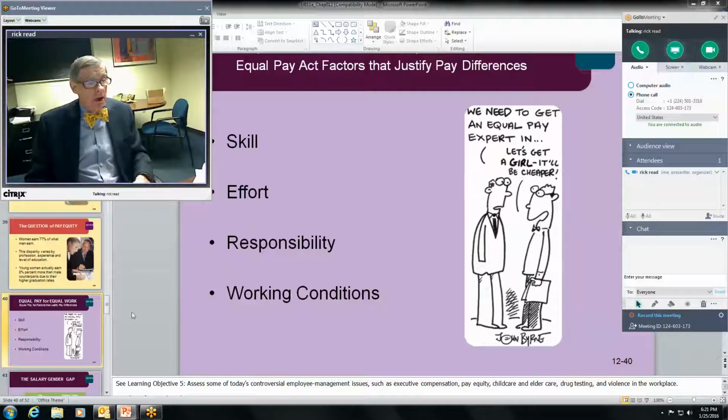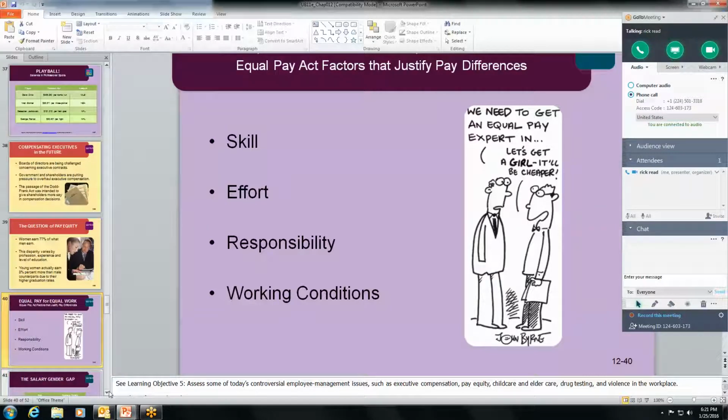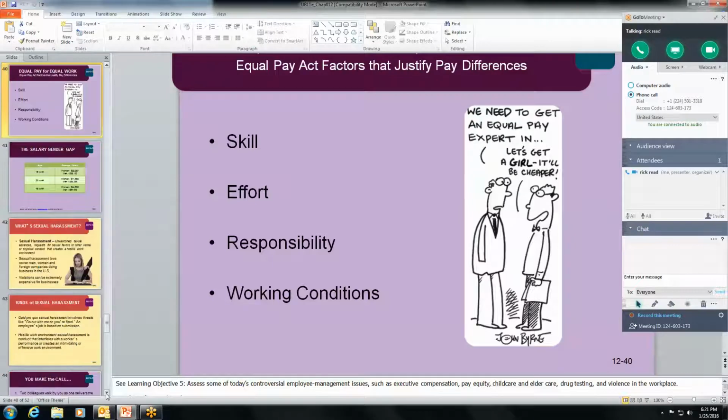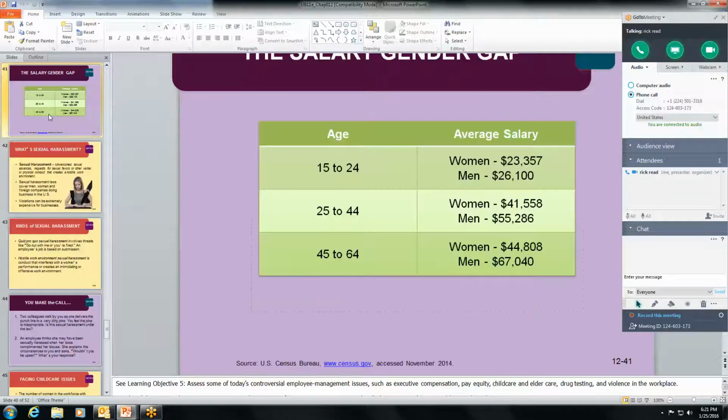Salary and the gender gap. We talk about that, and this is showing it here. A little bit higher than what I talked about before, 81 cents on the dollar, but it's something that really we don't need to have.